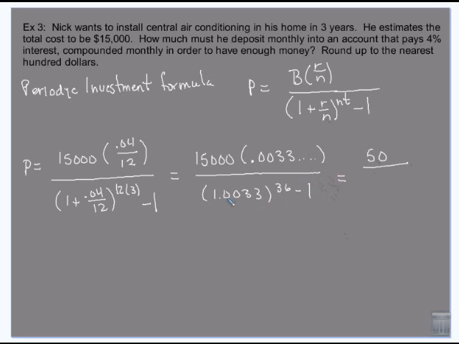And when I take 1.03s repeating to the power of the 36 and I subtract 1 from it, I get 0.1272787 and then a bunch of other numbers. So when I divide 50 by some rounding of this, I usually keep about 6 digits. He's going to have to put away $392.86 monthly. So he'd probably put away, it says round to the nearest hundred, $400 a month.